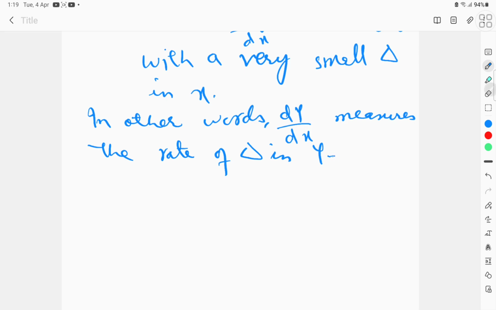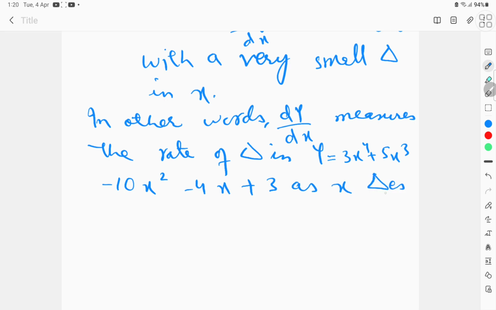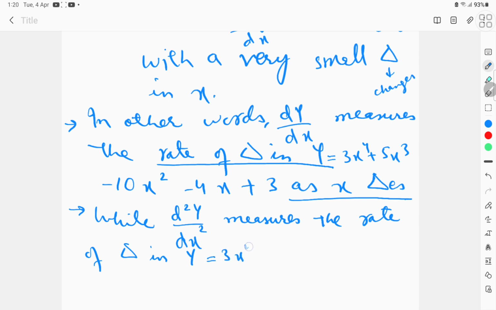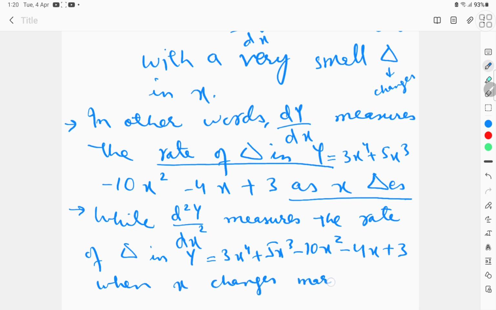So let us see, this y is 3x to the power 4 plus 5x cube minus 10x square minus 4x plus 3. As x changes, this changes. So it is the rate of change in y as x changes. Now this is our first thing. Secondly, another thing is d2y with respect to dx square, it measures the rate of change in y, 3x to the power 4 plus 5x cube minus 10x square minus 4x plus 3, when x changes marginally.